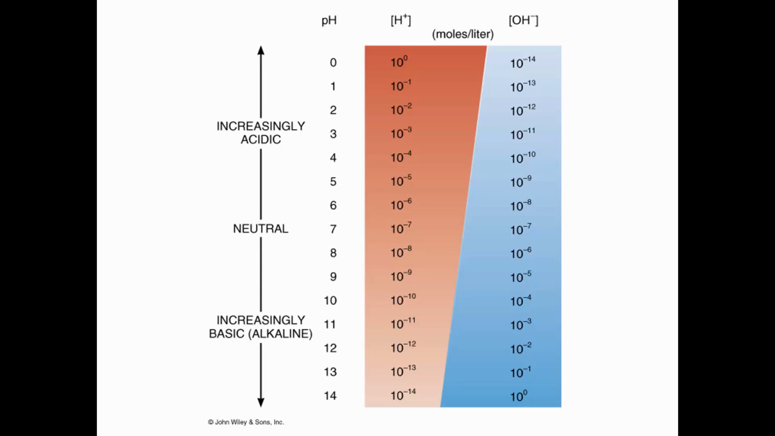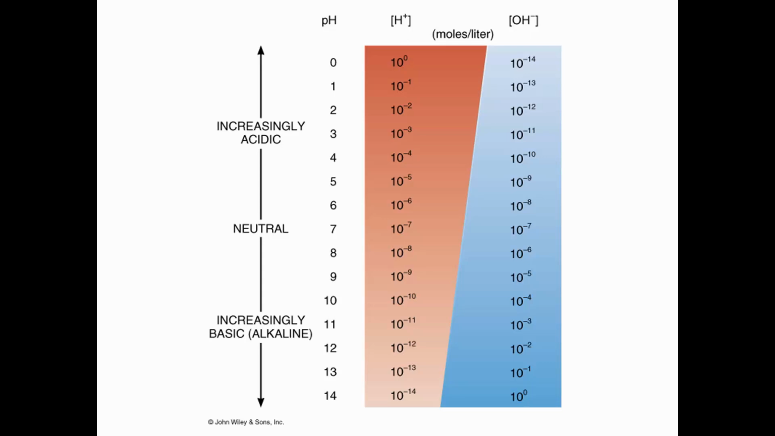Here's our pH scale. So notice as the pH goes up, the hydrogen ion concentration goes down, or the hydroxyl concentration goes up. Now, pH of 7 is considered to be neutral in many chemical systems. However, it's important to notice that physiologic pH is 7.4. It's a little more alkaline than neutral, and it's very important that the pH be around 7.4.